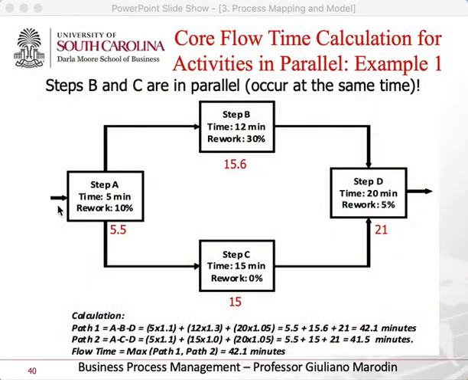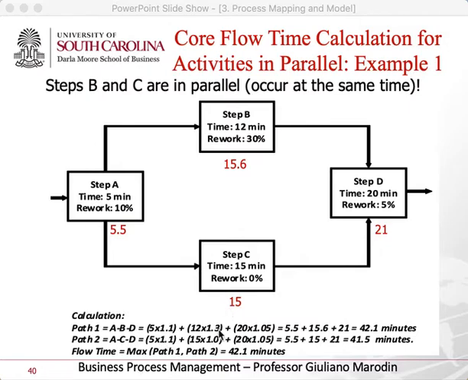In this case, they're happening at the same time. You have to calculate the different paths. So we name them path one and path two. Path one will be 5.5 plus 15.6 plus 21, which gives us 42.1 minutes, and path two is going to be 5.5 plus 15 plus 21, which gives us 41.5 minutes. So the flow time is going to be the maximum amount of time.